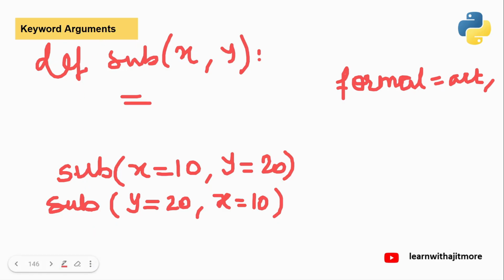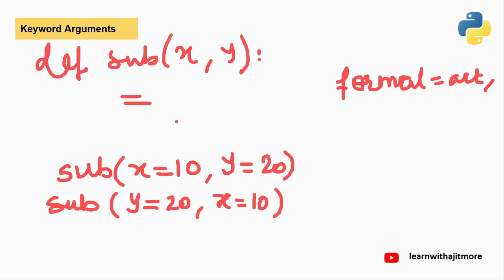Understanding? Clear? So, what is the specialty of keyword? In the case of keyword, like positional, the number of formal and the number of actual should be the same. Only the order doesn't matter. Here the position is not important. Why? Because at the time of call, you're not only giving the actual value, you're associating it with the formal also. Means which formal is that actual for? And therefore the order is immaterial. See, here I wrote Y 20, here X 10.